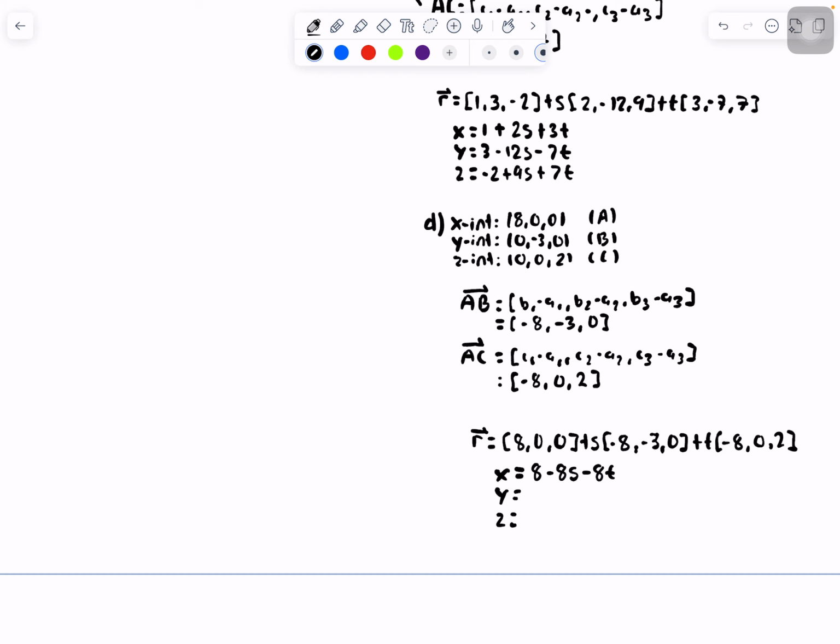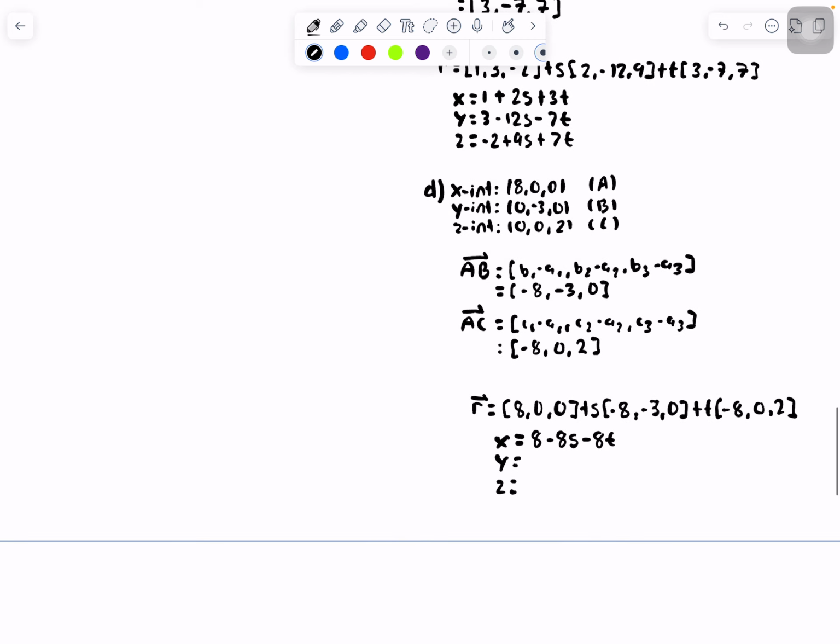Okay. And then we have what other one? 0 minus 3s, minus 3s plus t is going to be 0. And then z is going to be 0 plus 0s plus 2t. Just lost my train of thought there with all these zeros floating around.